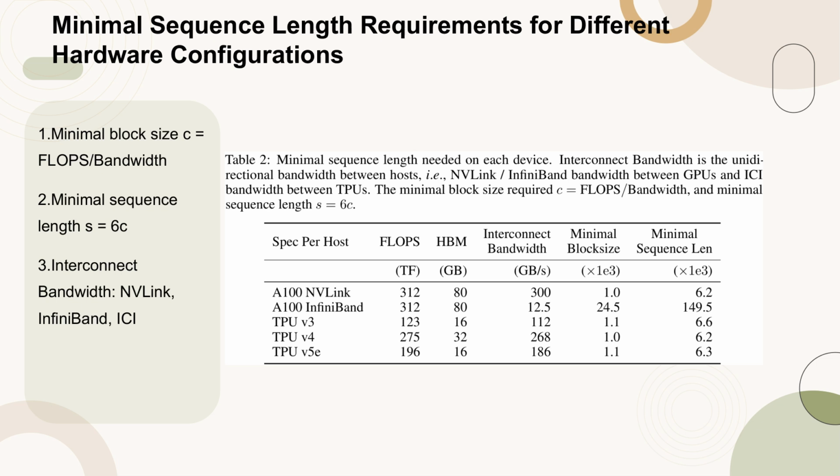The table highlights that the minimal block size required is determined by the ratio of flops to bandwidth, C equals flops/bandwidth, and the minimal sequence length is 6 times this block size, S equals 6C. This information is crucial for optimizing the performance of transformer models across different hardware configurations.